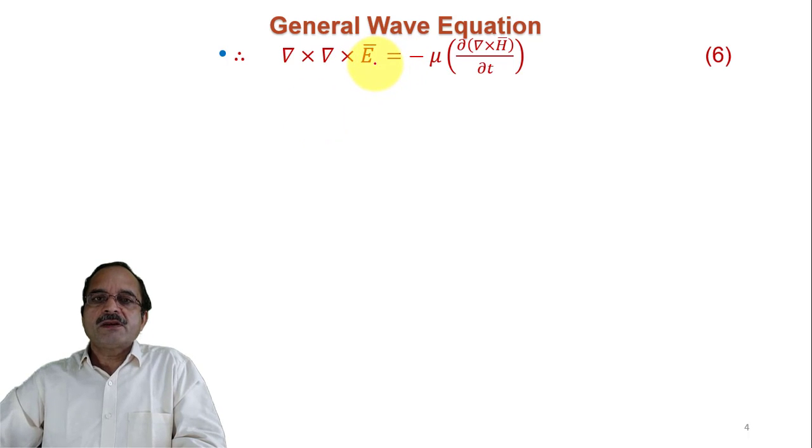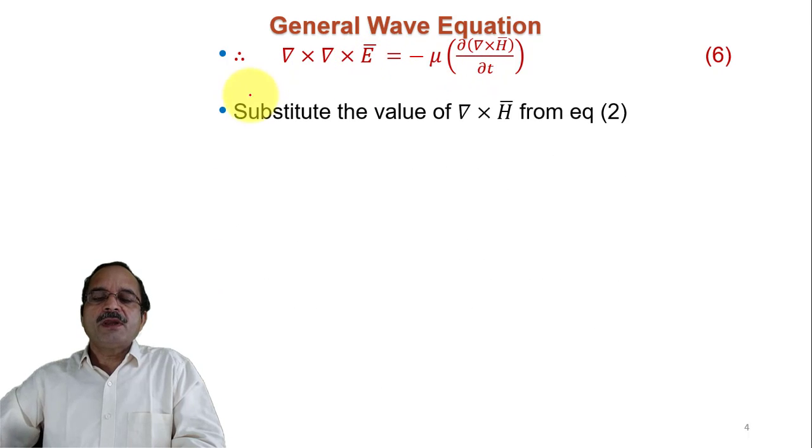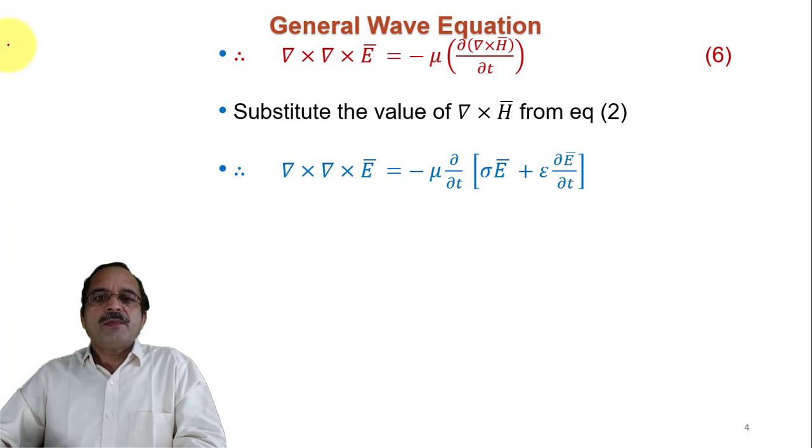So let us continue with the equation. Curl of E is equal to minus mu d/dt del cross H. Now let us substitute this del cross H from equation number 2. From equation number 2, we have seen del cross H is nothing but the current density, what we have seen earlier. So that is conduction current density Jc plus displacement current density Jd.